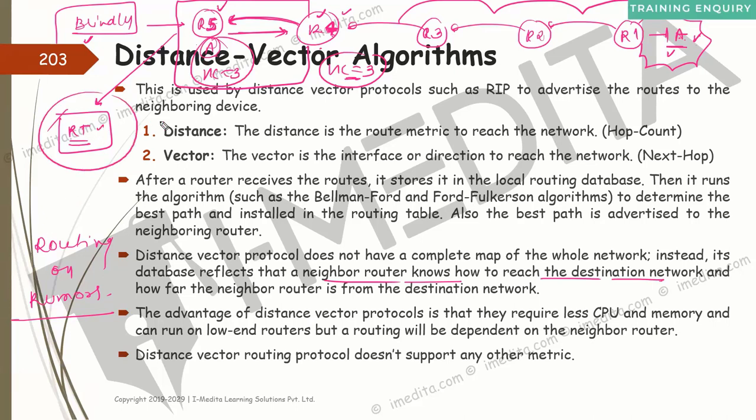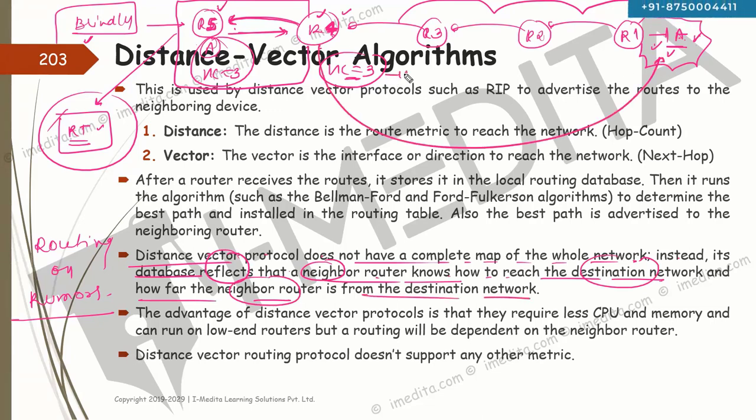So router 5's routing database, or routing table, does not have the entire topological map of the network. It just knows it can reach a destination just because its neighboring router has said so. So a distance vector protocol does not have a complete map of the whole network. Instead, its database reflects that the neighbor router knows how to reach a destination and how far the neighbor router is from the destination network. So the neighbor can reach this destination and the neighbor is 3 hops away. That information is given to me, and I am going to blindly trust that particular information.